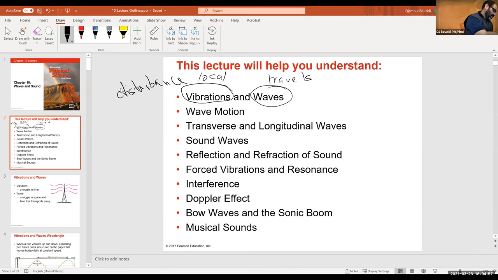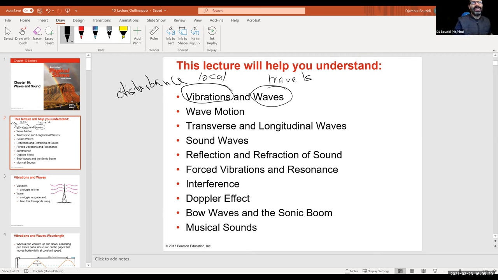If I take a mass in here and suspend it with a string, and if I don't do anything to it, it's going to stay vertical. This is the position of equilibrium. But if I disturb it out of its equilibrium, now there is oscillation or vibrations, basically in and out of the equilibrium.